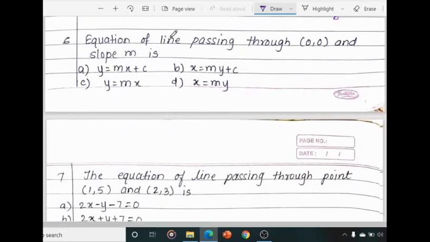Next, equation of line passing through (0, 0) and slope is m. We know the equation of line when slope is given, we write it in slope point form: y minus y1 equals m into x minus x1. Put the values of x1 and y1 over here. So y minus 0 equals m into x minus 0. We write over here y equals mx. This is the required equation, y equals mx. This is the answer.